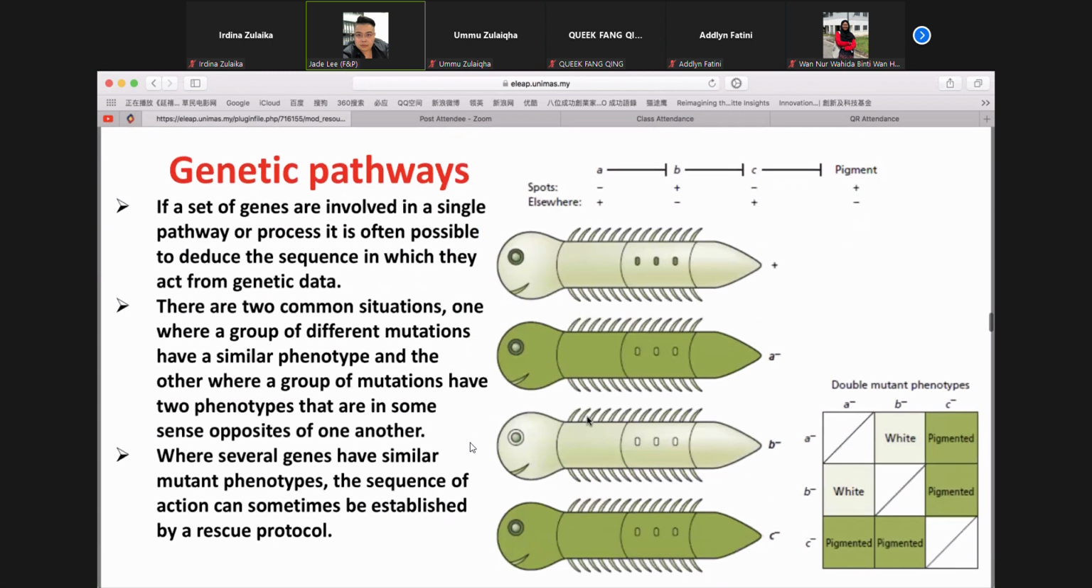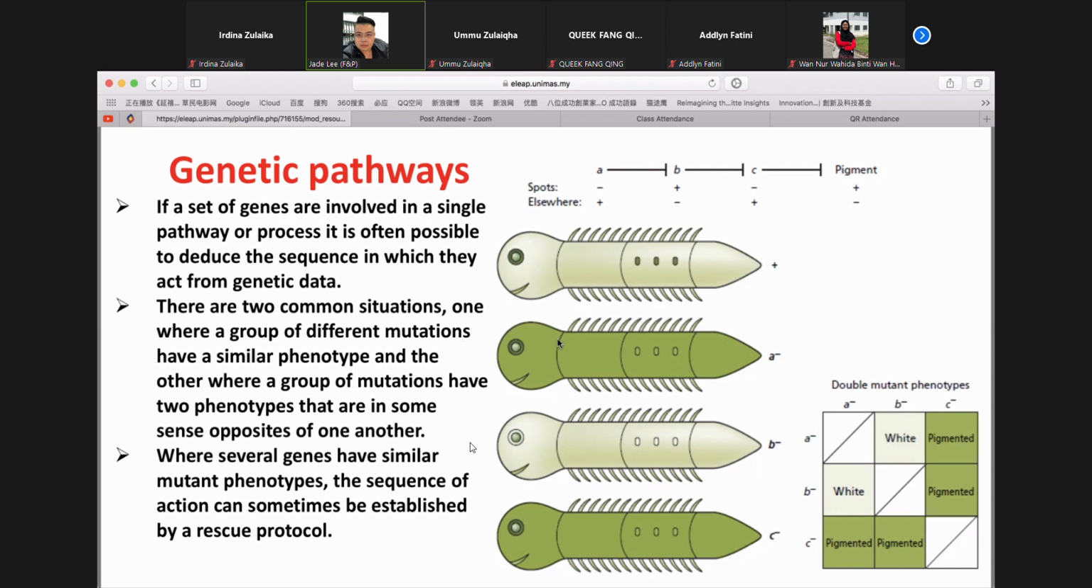Dan kalau kita tengok genetic pathway, if a set of genes are involved in a single pathway or process, it is often possible to deduce the sequence in which they act from the genetic data. So there are two common situations. One where a group of different mutations have a similar phenotype, and the other where a group of mutations have two phenotypes that are in the same sense opposite to another. So where several genes have similar mutant phenotypes, the sequence of the action can sometimes be established by a rescue protocol. Kita boleh rescue dia.